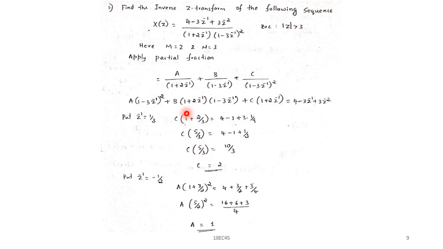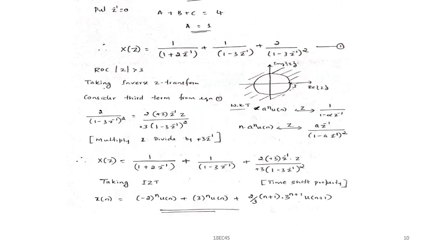Now I put z inverse equal to 0 in this equation to find the value of B. I get A plus B plus C is equal to 4. I know A is equal to 1 and C is 2, therefore B is equal to 1. Therefore X of z is equal to 1 divided by 1 plus 2z inverse, plus 1 divided by 1 minus 3z inverse, plus 2 divided by 1 minus 3z inverse whole square.